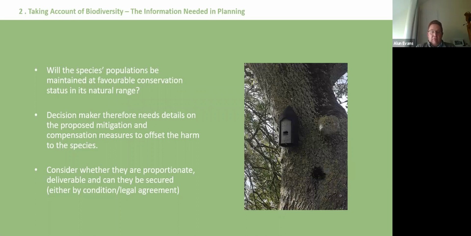So that's where we really need a level of information that clearly sets out what the impacts on the European protected species are, what the proposed mitigation or compensation measures are to offset the harm, how they're going to be delivered, and can they be secured through planning, either by condition or legal agreement.